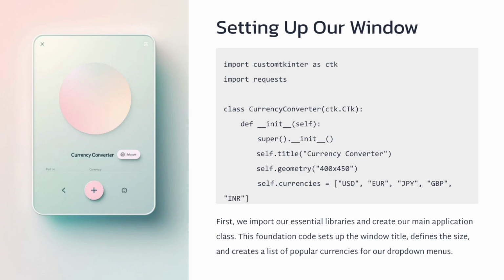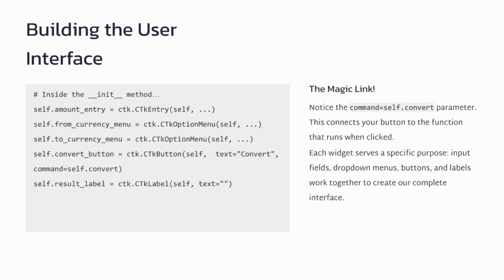Now let's add the fun stuff, the visual elements, also known as widgets. This next piece of the puzzle is the code that creates what the user will actually see and interact with. We'll add an input field where you can type the amount of money. We'll create two drop-down menus for selecting the from and to currencies. And of course, the most important part, a big convert button. The magic here is that we link this button to a Python function. So when a user clicks it, it triggers our code to run.